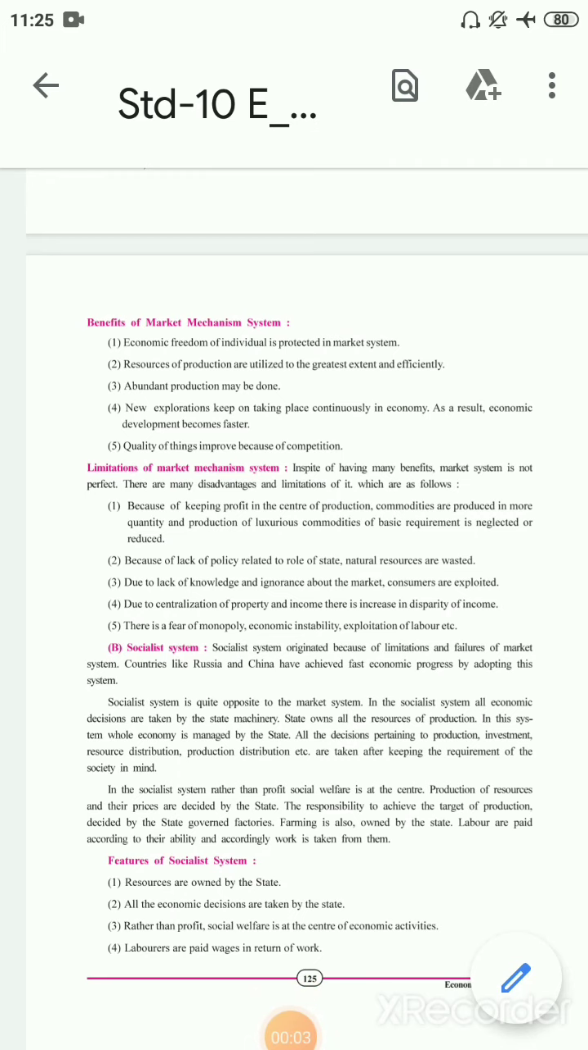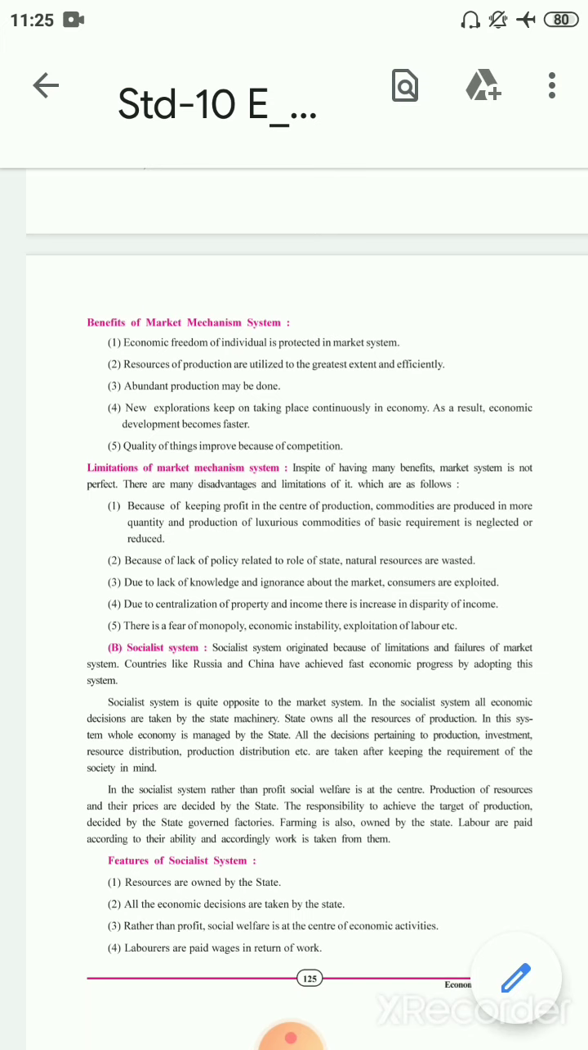Socialist system. Socialist system originated because of the limitations and the failures of market system. Countries like Russia and China have been able to achieve fast economic progress by adopting this socialist system. As we saw earlier, that this system is completely opposite to the market system. And in the socialist system, all economic decisions are taken by the state machinery. That means here the government is interfering. The state is owning all the resources of production.